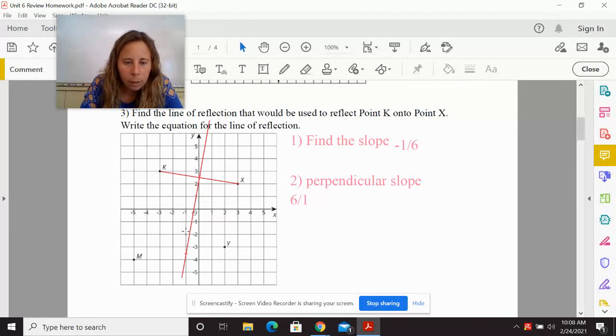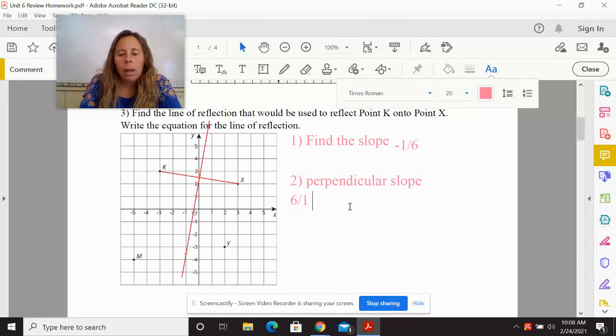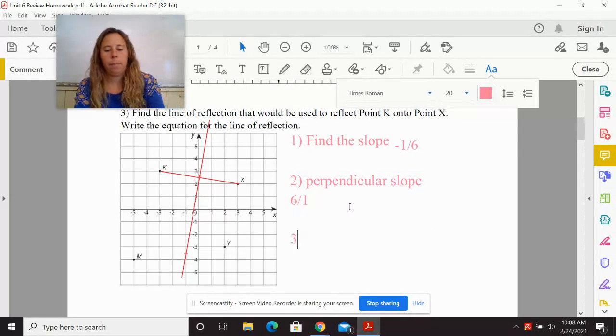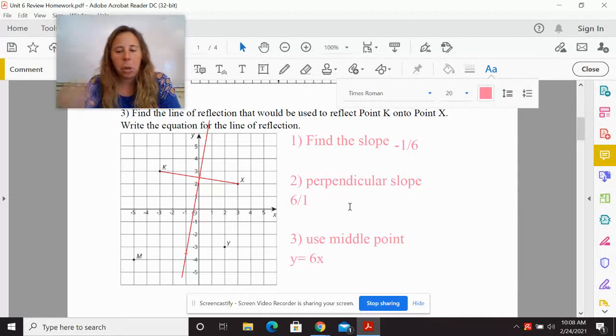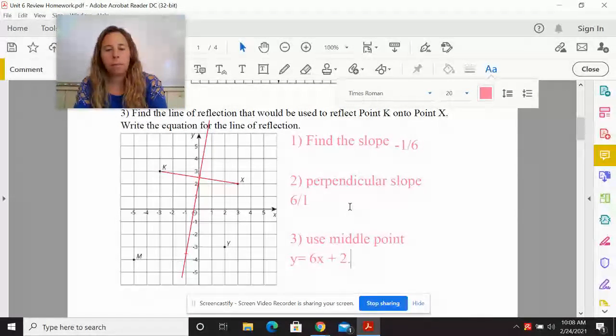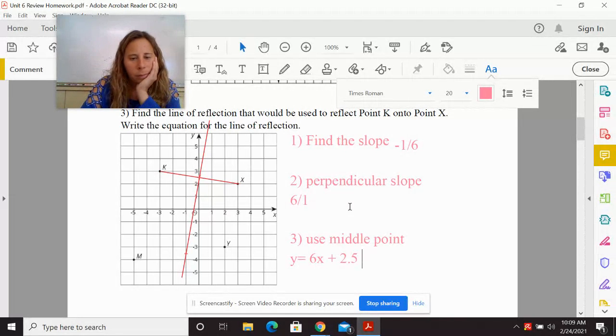See if that works. 1, 2, 3, 4, 5, 6 over 1. Okay, yeah. All right, middle point. All right, and then my equation of this line, the slope is 6 over 1, which is just 6x. And my y-intercept, go ahead and just put 2.5 in the middle. So there you go.